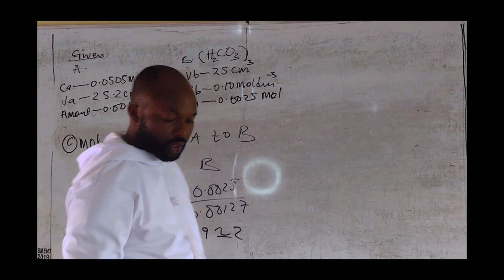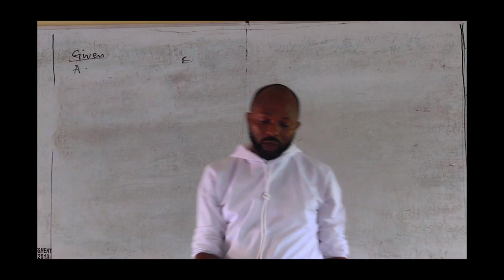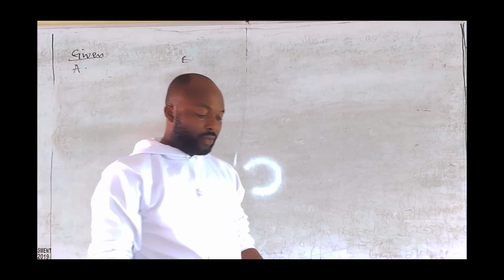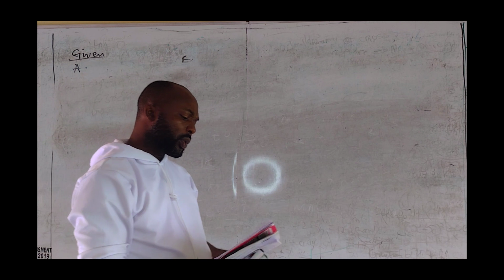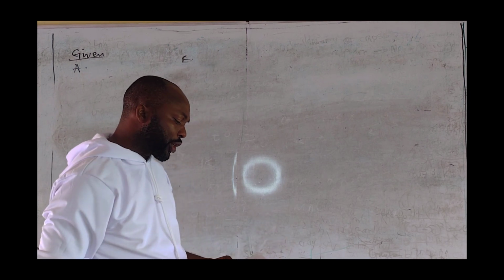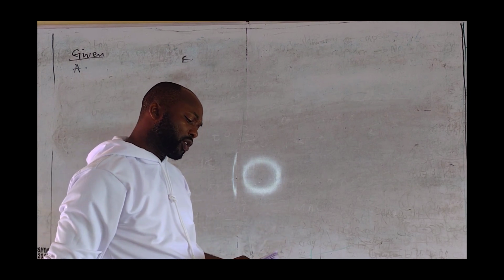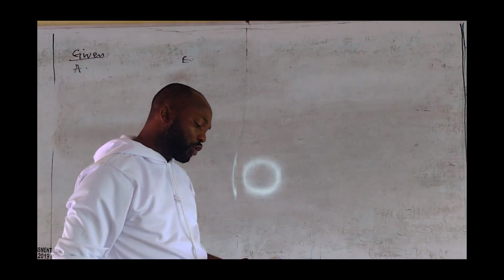Let's take the third question. Okay, the third question now. It says 3A. Write a balanced chemical equation for the complete reaction between dilute tetraoxosulfate VI acid and aqueous sodium hydroxide.